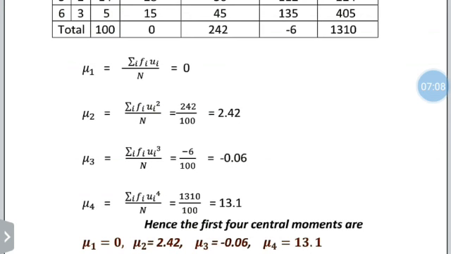Similarly, putting r equal to 3 in the formula, we have mu3 is equal to summation over i fi ui cube by n, which is equal to -6 by 100, which is equal to -0.06. Similarly, putting r equal to 4, we get mu4 is equal to summation over i fi ui power 4 by n, which is equal to 1310 by 100, which is 13.1. Hence, the first four central moments are mu1 is equal to 0, mu2 is equal to 2.42, mu3 is equal to -0.06 and mu4 is equal to 13.1. Thank you.